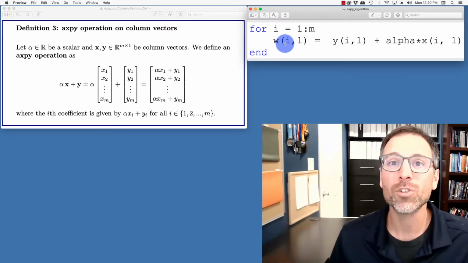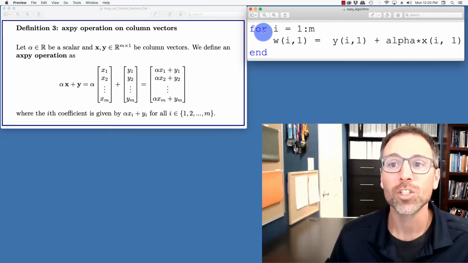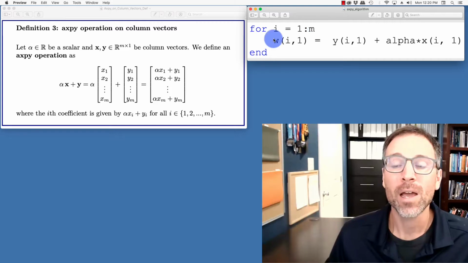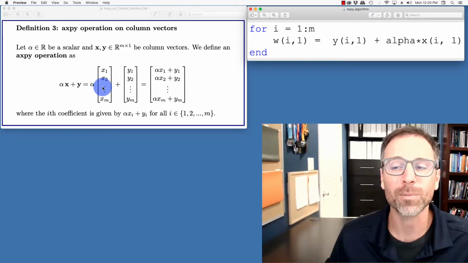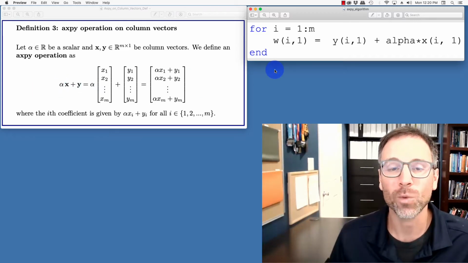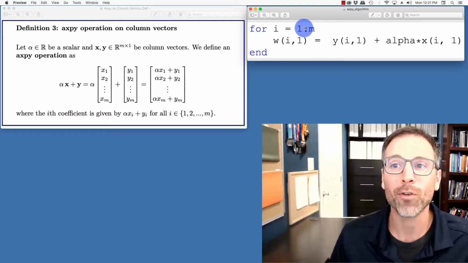Over here, we see some pseudocode to achieve this mathematical operation in MATLAB syntax. So this pseudocode says for i goes from 1 to m, set the ith entry of a vector w. So in this case, we're saying w equals alpha x plus y, axpy. So w_i is equal to y_i plus alpha times x_i. And we do that for each i from 1 all the way to m. So this is the pseudocode to achieve this operation.